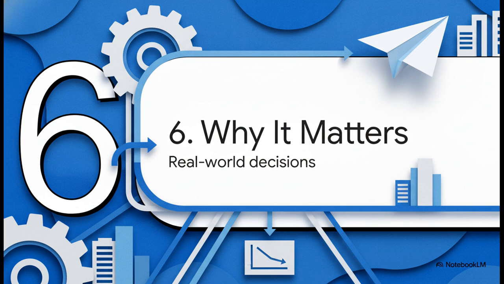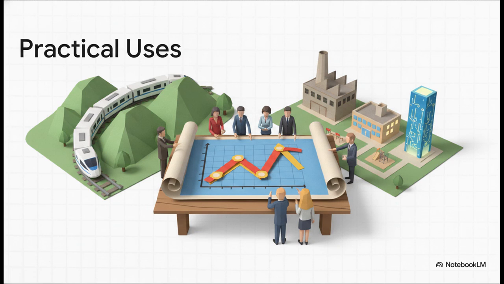Finally, Section 6, why it matters. Let's talk real-world decisions. You see, governments and major corporations use this exact framework every single day to guide their resource allocation. It dictates whether billions of dollars go into high-speed rail networks or into healthcare systems.